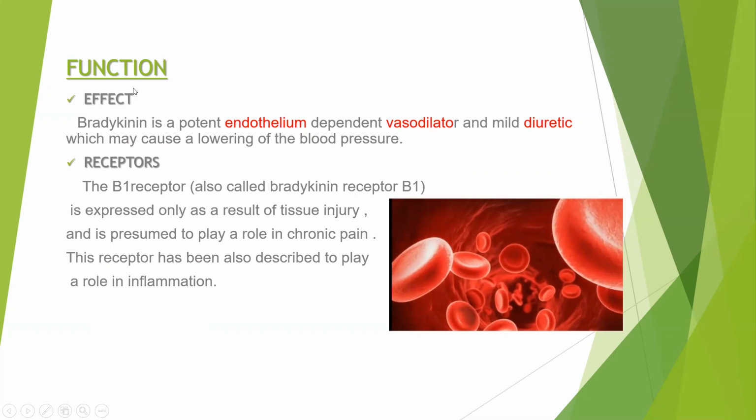Then function of the bradykinin. Effect: bradykinin is a potent endothelium-dependent vasodilator and mild diuretic which may cause a lowering of blood pressure. Then receptors. The B1 receptor, also called bradykinin receptor B1, is expressed only as a result of tissue injury and is presumed to play a role in chronic pain. This receptor has also been described to play a role in inflammation.